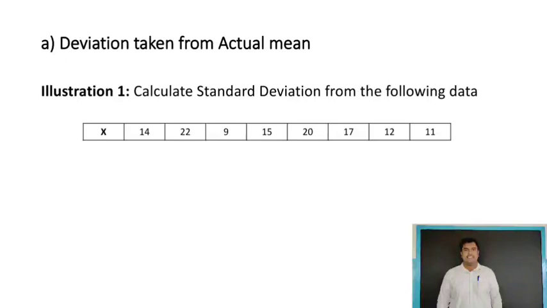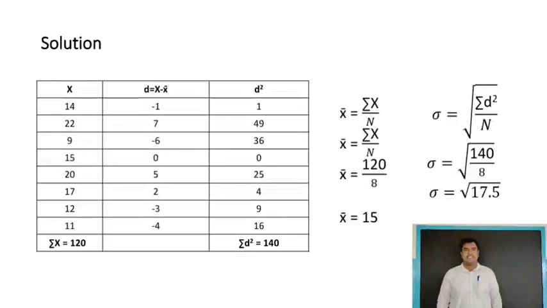So this is illustration 1. Calculate standard deviation for the following data. Under X, it is 14, 22, 9, 15, 20, 17, 12, and 11. So in the solution, first under the X column, I'll take down all the individual observations. Next, I calculate D. D is equal to X minus X bar, that is X minus mean. So first I need to calculate mean to calculate D.